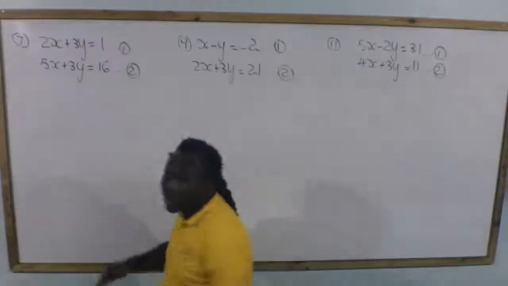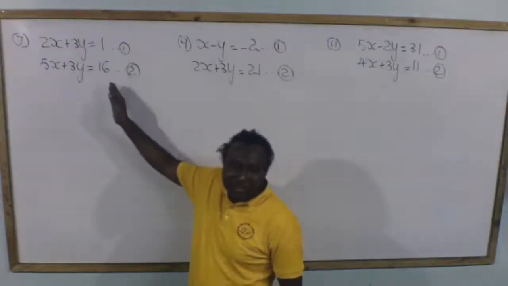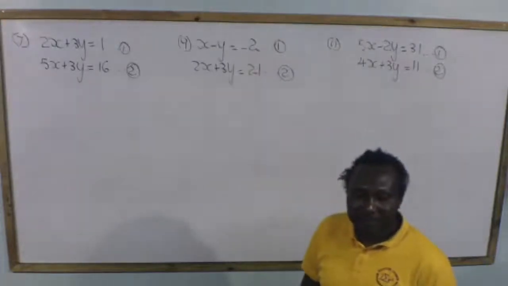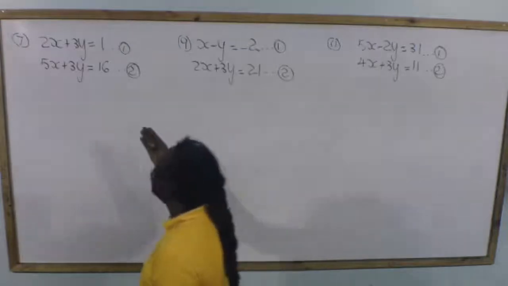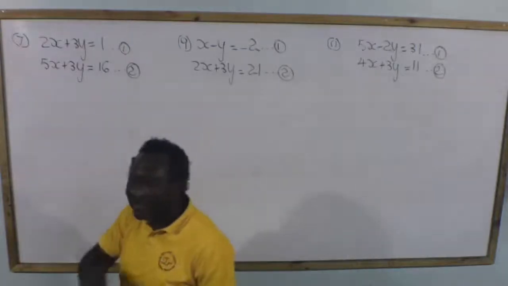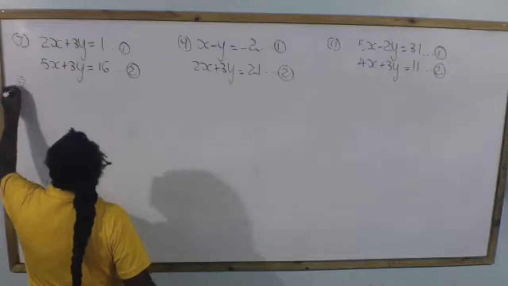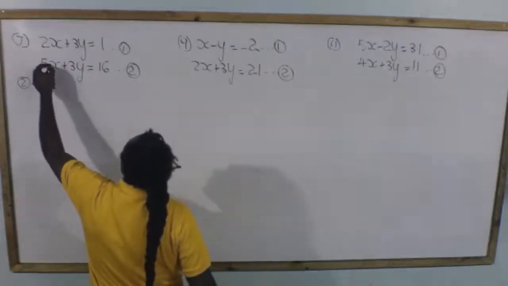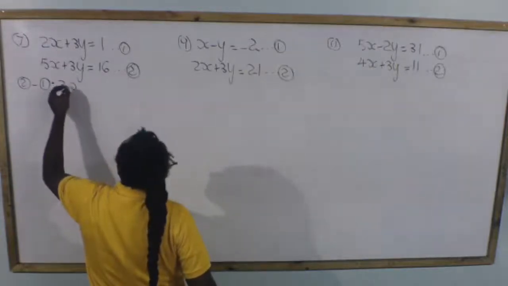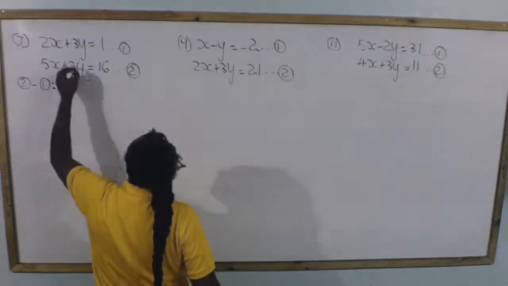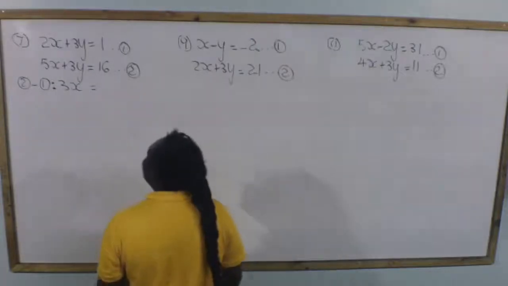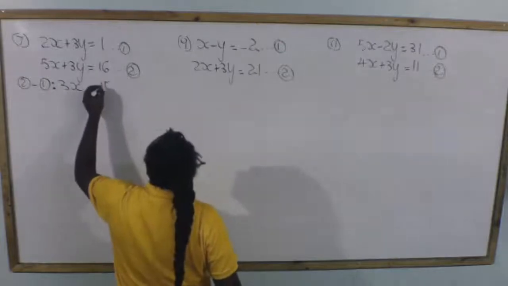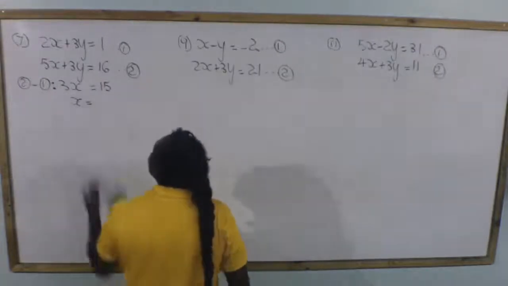So do we say equation 1 minus equation 2 or equation 2 minus equation 1? Right, because by so doing, you stand a chance of getting positive terms. So we'll say equation 2 minus equation 1. And what do we have? 5x minus 2x gives us 3x. And of course, the system was designed so that the y's will be eliminated by subtraction. Then we have 16 minus 1, and that is 15. And x is equal to what?